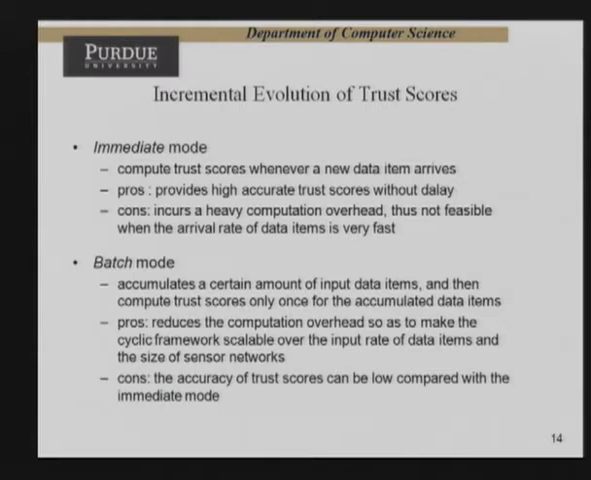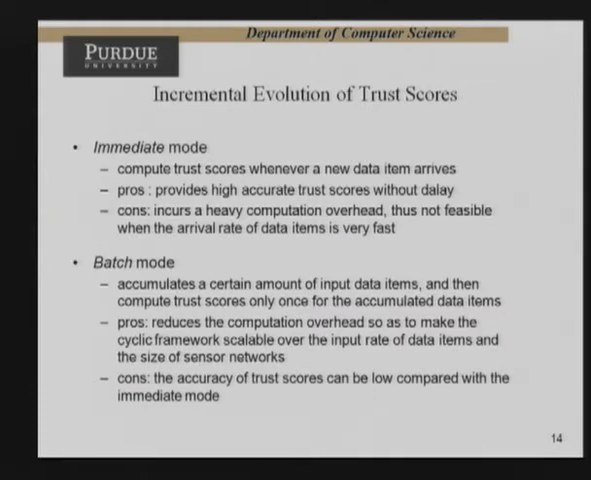In the batch mode, we accumulate a certain amount of input data items and then compute trust scores only once for the accumulated data items. It means that we do not conduct the whole computation for each data item. We just do that with a set of data items accumulated in a certain time period. The advantage of this approach is that it can reduce the computation overhead, so as to make the cyclic framework scalable over the input rate of data items and the size of the sensor networks.